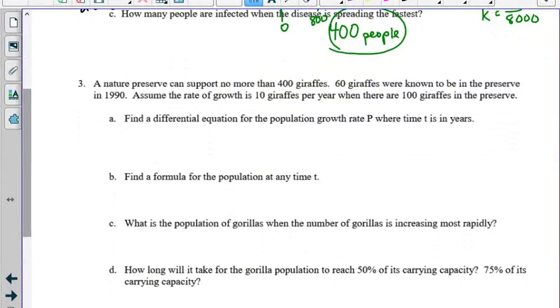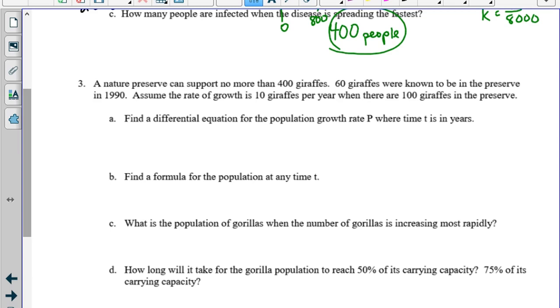Problem 3. A nature preserve can support no more than 400 giraffes. 60 giraffes were known to be in the preserve in 1990. Assume the rate of growth is 10 giraffes per year when there are 100 giraffes in the preserve.